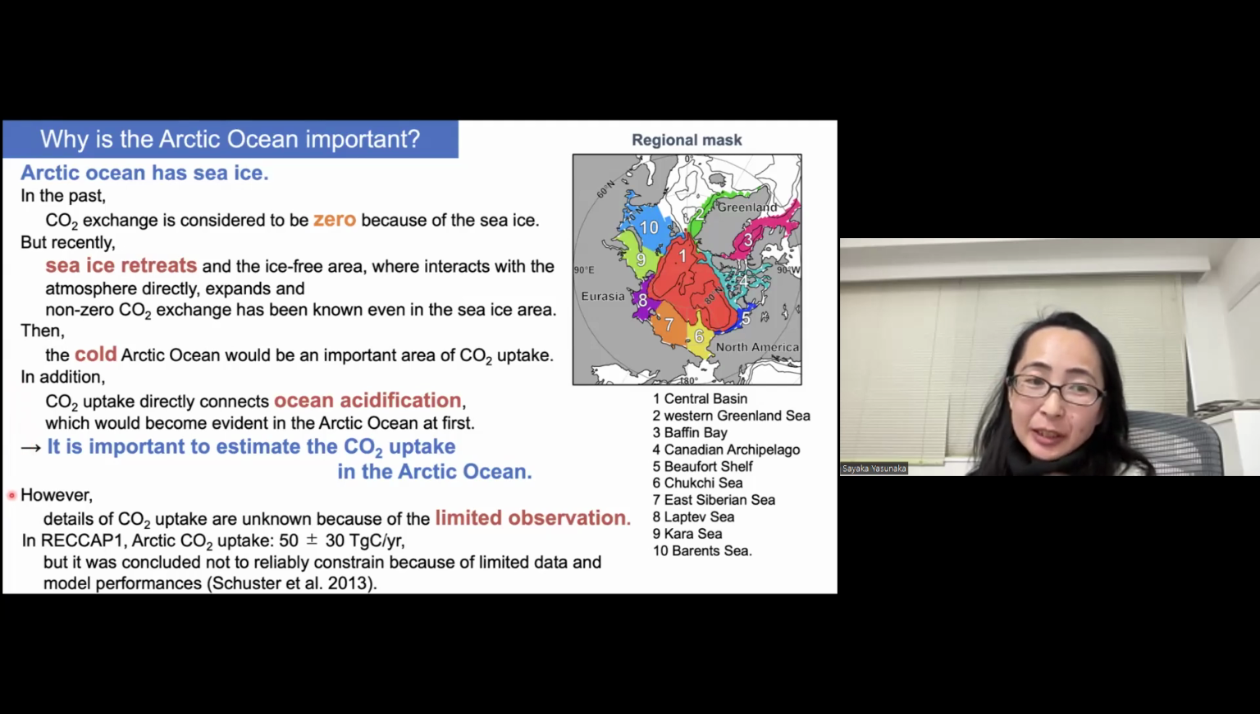But however, the details of the CO2 uptake are unknown because of the limited observations in the Arctic Ocean. In the first implementation of RECAP, the Arctic CO2 uptake was estimated around these numbers, but it was concluded not to be reliably constrained because of the limited data and model performance. So this trial in RECAP 2 is the first trial for the Arctic Ocean CO2 assessment.